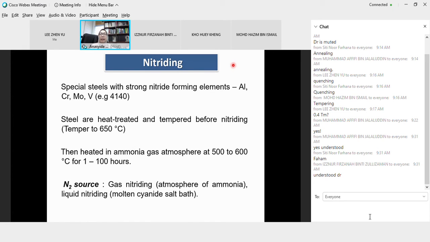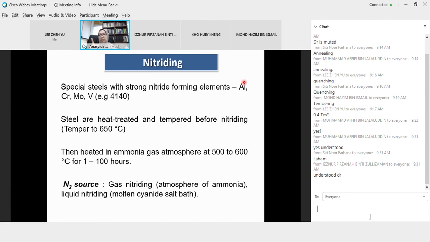Okay, so the second method we call as nitriding. So as I mentioned before, you should have a former of aluminium ataupun chromium ataupun molybdenum or vanadium. So example adalah 4140, steel 4140. So steel 4140 has these alloying elements. So when you have these alloying elements, you can actually combine with nitrogen tadi untuk form compound. So you can actually harden your punya surface.